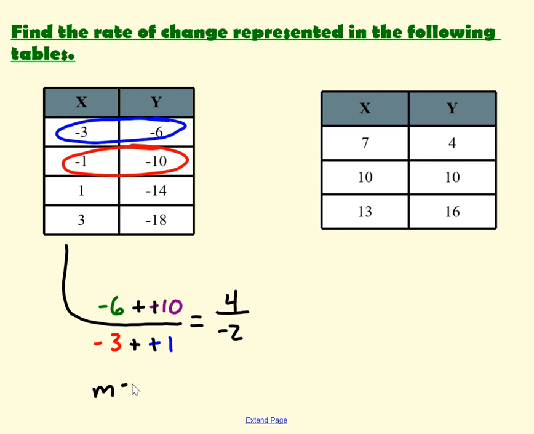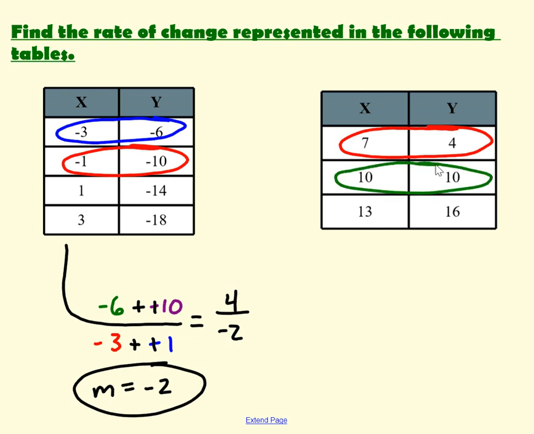Do the same thing on the next problem. So I'm going to say 7, 4, and 10, 10. Cool. So I'm going to go ahead and stack those up. So I have a 7. I got a 4. I got a 10. And I got a 10. And once again, you could pick any 2 points you wanted on this thing, and it still should work out for you.